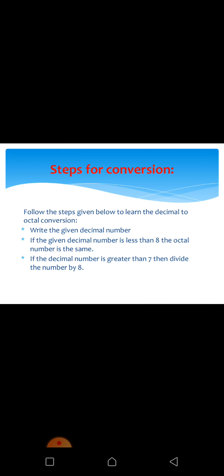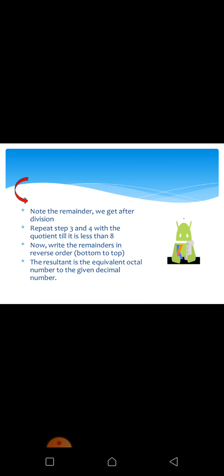The steps for conversion are as follows. Write the given decimal number. If the given decimal number is less than 8, the octal number is the same. But if the decimal number is greater than 7, then divide the number by 8. Next, note the remainder we get after division. Then repeat steps 3 and 4 with the quotient till it is less than 8. Now, write the remainders in reverse order from bottom to top. The result is the octal number for the given decimal number.